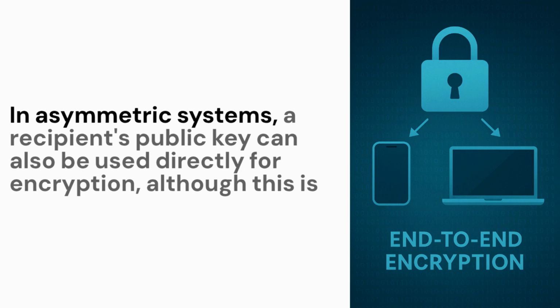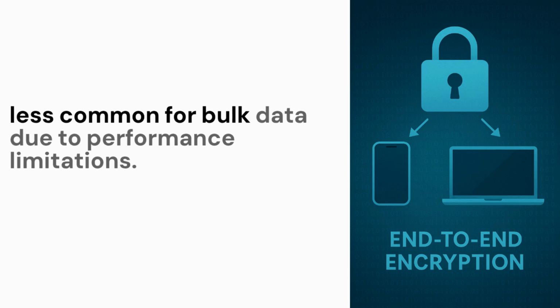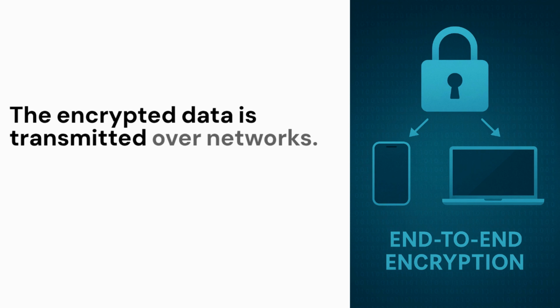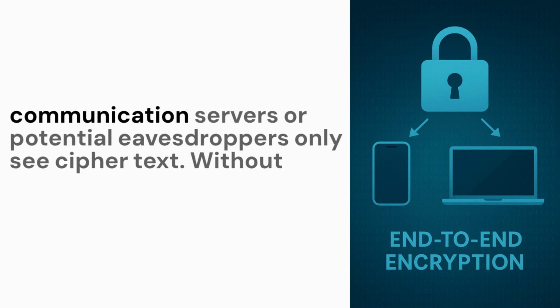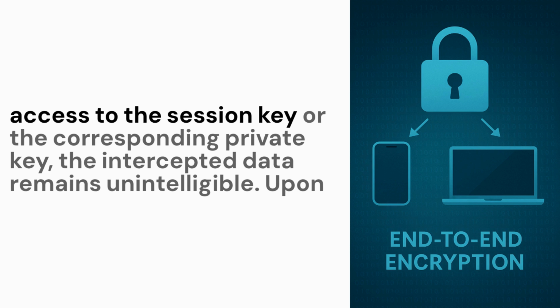In asymmetric systems, a recipient's public key can also be used directly for encryption, although this is less common for bulk data due to performance limitations. The encrypted data is transmitted over networks. Since the data remains encrypted end-to-end, intermediaries, such as internet service providers, communication servers, or potential eavesdroppers, only see ciphertext. Without access to the session key or the corresponding private key, the intercepted data remains unintelligible.